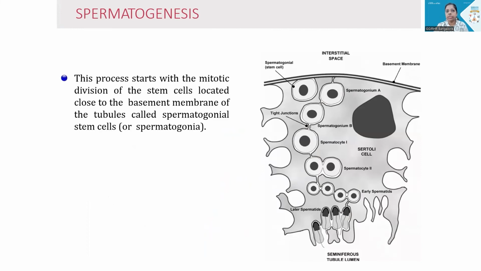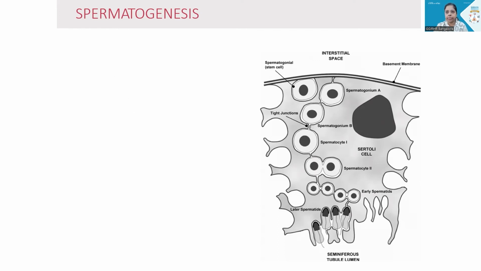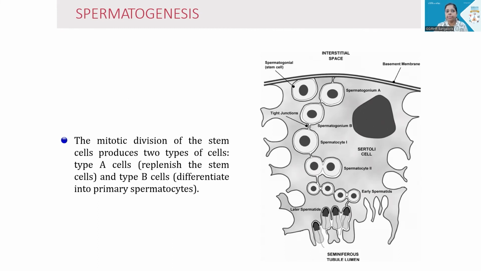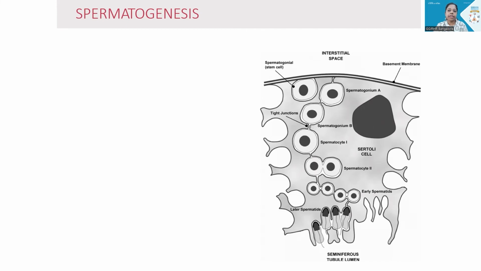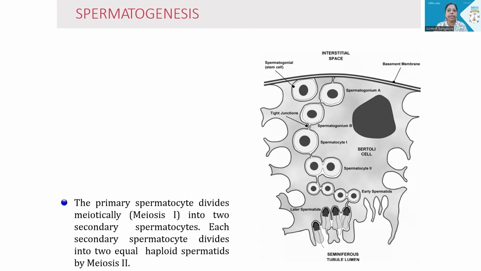This process starts with the mitotic division of the stem cells located close to the basement membrane, called spermatogonia stem cells, that is SSC. The mitotic division of the stem cells produces two types of cells. Type A cells, also called dark cells, replenish the stem cells, and type B cells differentiate into primary spermatocytes. Type A can help only in producing the type B cells or self-replicating as type A cells. It's the primary spermatocytes which come only from spermatogonia B.